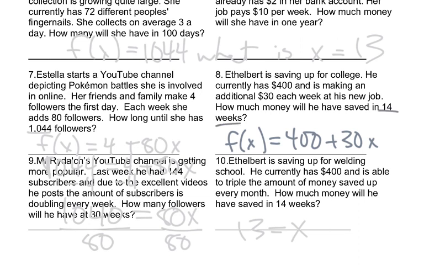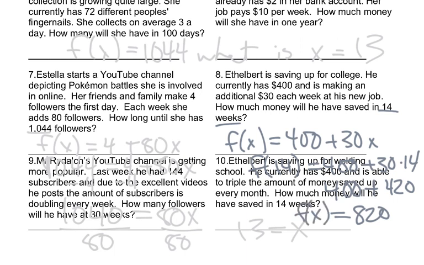So the x stands for the week, so we just go f of 14 equals 400 plus 30 times 14. 30 times 14, because we're just evaluating the right side, is 420 plus 400, so 820 in 14 weeks. Okay?